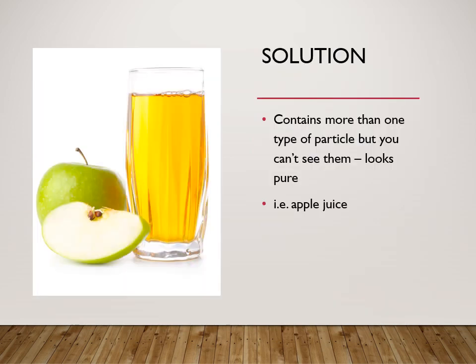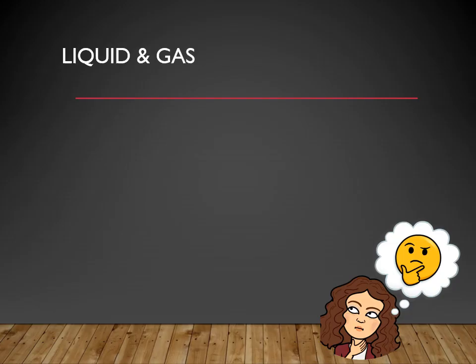A solution also contains more than one type of particle, but you can't necessarily see them, so it may look like a pure substance. So for example, in a glass of apple juice, you can't tell that there's water and sugar and vitamins, but they're all there. So this would actually be a solution.